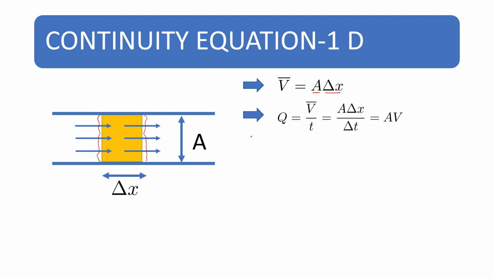And how will you calculate the discharge or the flow rate per second? We will divide the volume by time, that is equal to A into delta x by t, which is equal to area into V, because delta x by delta t is equal to velocity. This V is the velocity, area into velocity. So discharge is equal to area into velocity, that is flow rate. Usually the unit is meter cube per second.